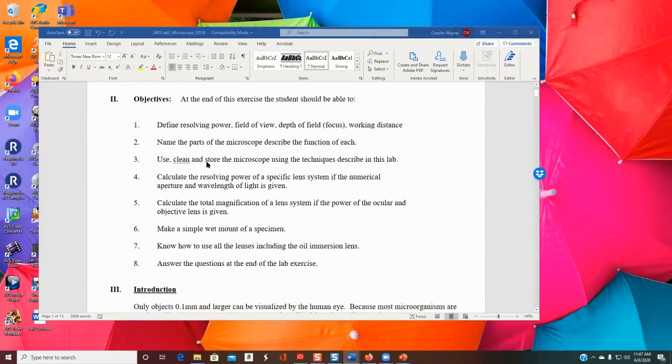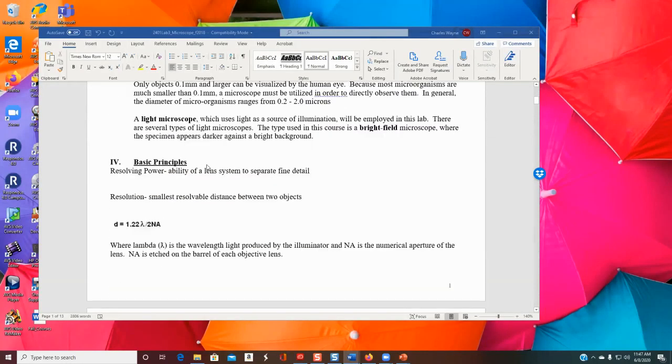So there's a couple principles to look at, as you can see. One of the things, of course, is resolving power, the ability of a lens system to separate fine detail. It's not sharpness. A lot of people use the word sharpness, but there's no objective definition of it. Sharpness is subjective.